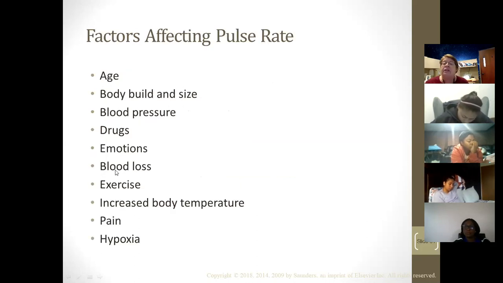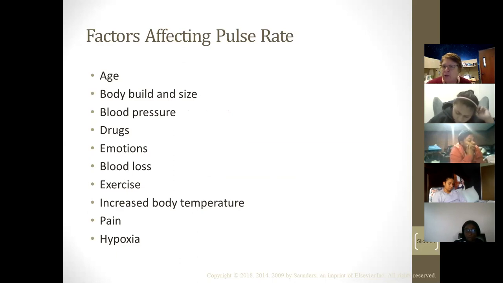So factors that affect your pulse rate. It says age, but we already know we said that didn't happen. Body build and size. Your blood pressure will affect your pulse rate. Higher the blood pressure, the lower your pulse, usually. Okay, so there is an inverse relationship there.